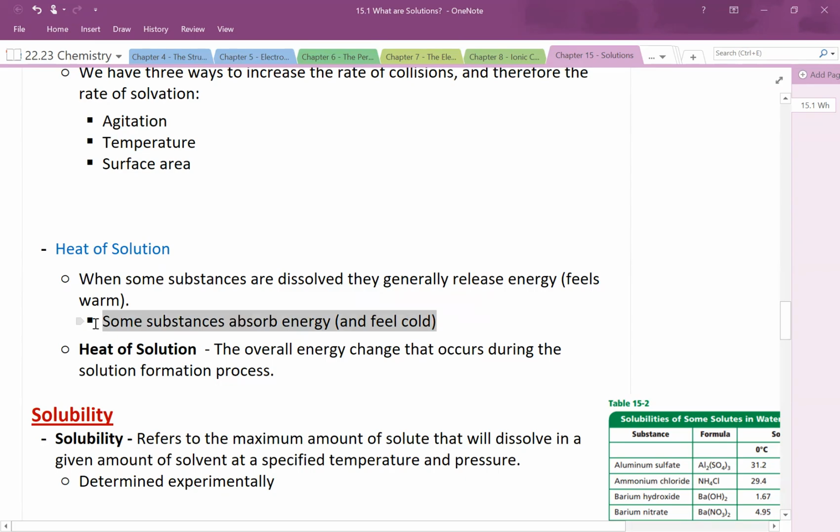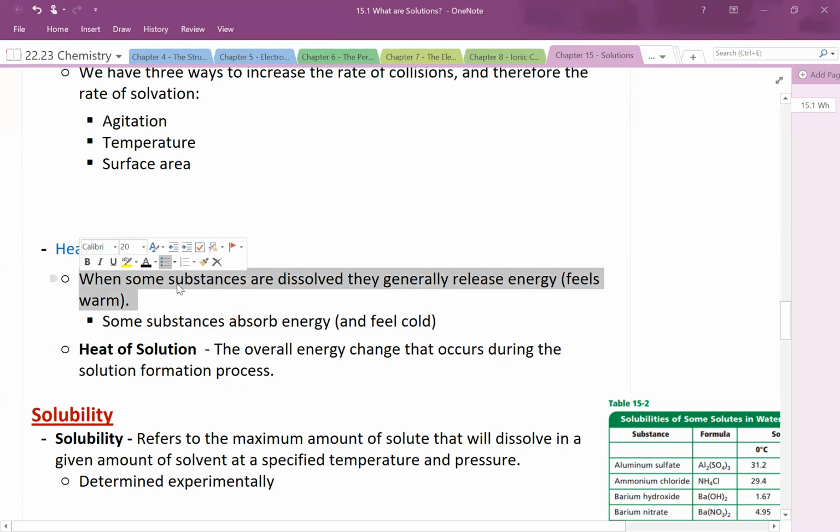This is a chemical property that's used to create what are called cold packs, whereas releasing energy is used to make hot packs. I make my sixth graders do this in lab. It's not too crazy, so I'm not sure if we'll get to it in chemistry.